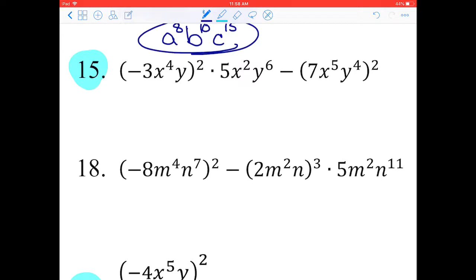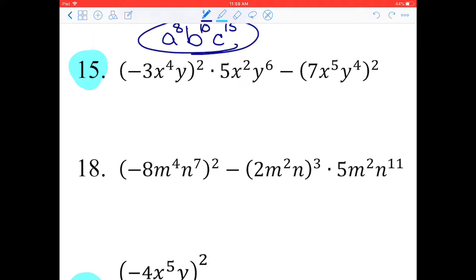All right, so follow PEMDAS. What I see here are 2 power properties that we'll take care of first. And then I'm also noticing that the first two terms get multiplied, but then there's also a subtraction sign right here. So if you follow PEMDAS, we're going to do the exponents first, the two power properties, then you multiply, and then you subtract. So if you ever forget PEMDAS, write it down on your paper or something.